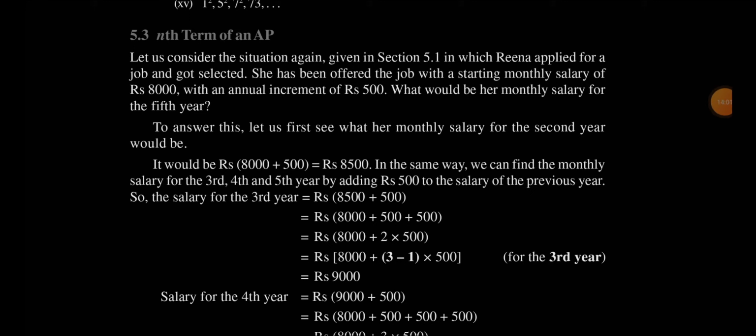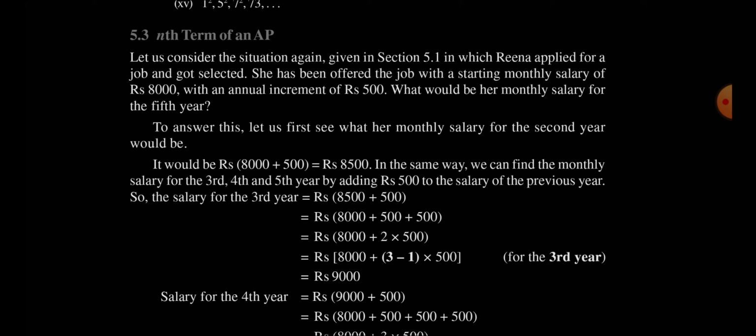The nth term of an AP, 5.3. Let us consider the situation again, given in section 5.1, in which Reena applied for a job and got selected. She has been offered the job with a starting monthly salary of Rs 8,000 with an annual increment of Rs 500. What should be her monthly salary for the fifth year?